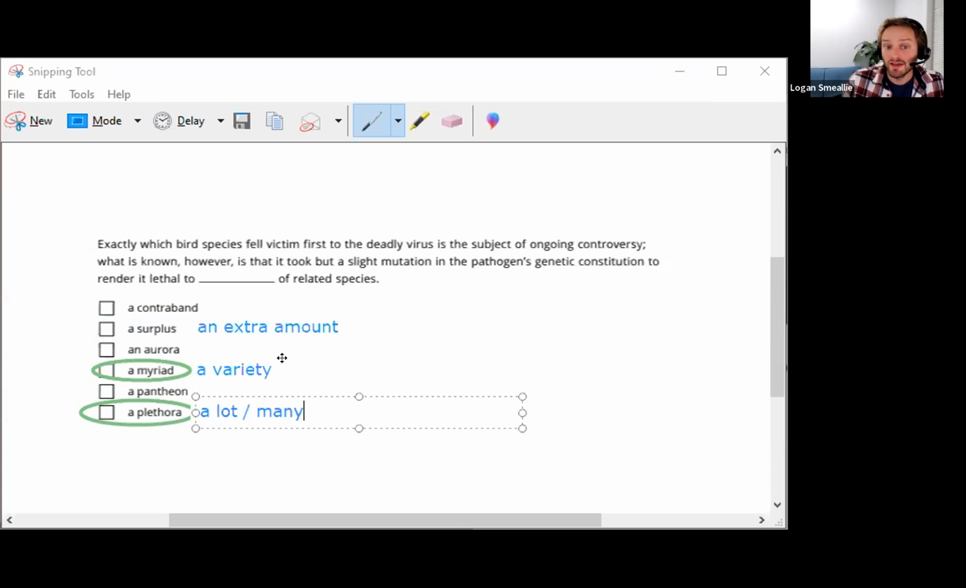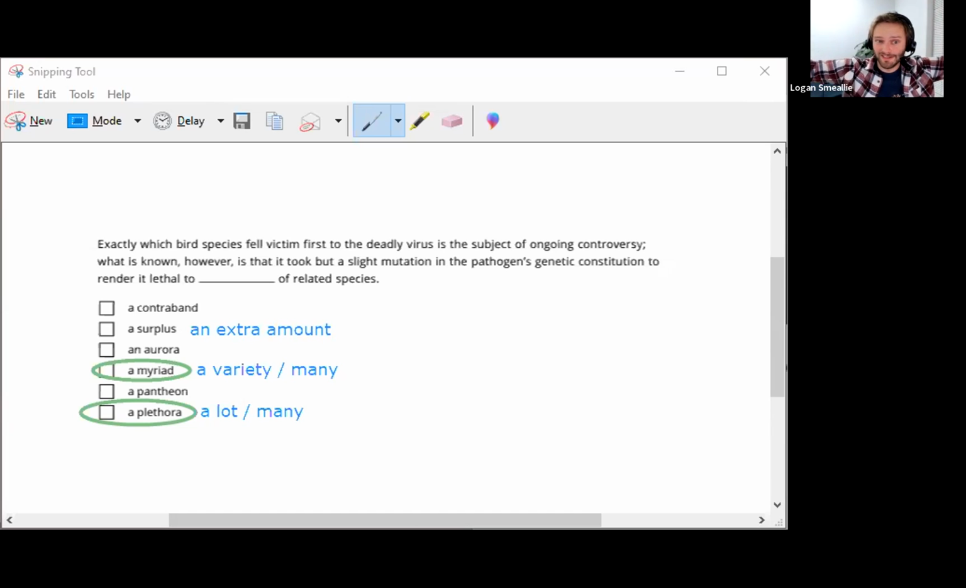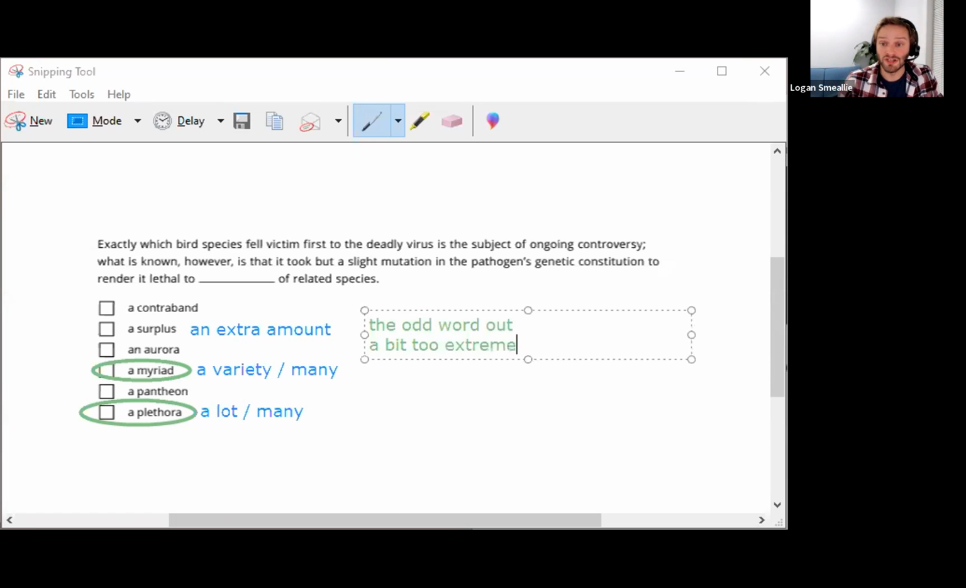I think a myriad and a plethora can both mean, if we keep talking about the way they're used in the sentence, many related species in this case. Whereas a surplus always means an amount over something, over what's expected. It's not always positive or negative, but it does specifically tie into this idea of excess. So it's the odd word out. It's a bit too extreme.